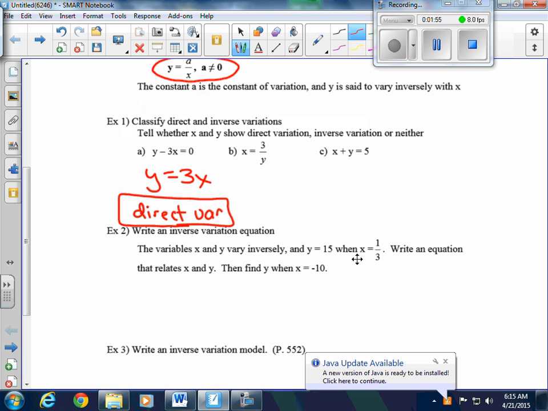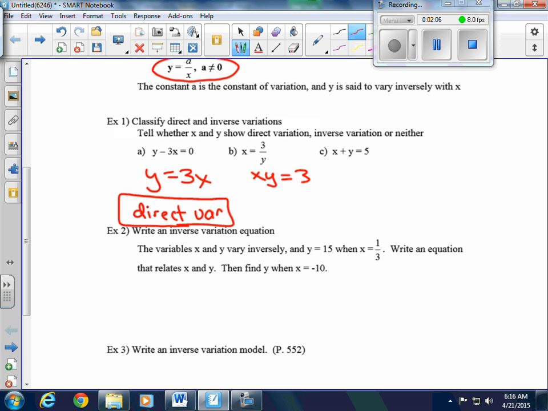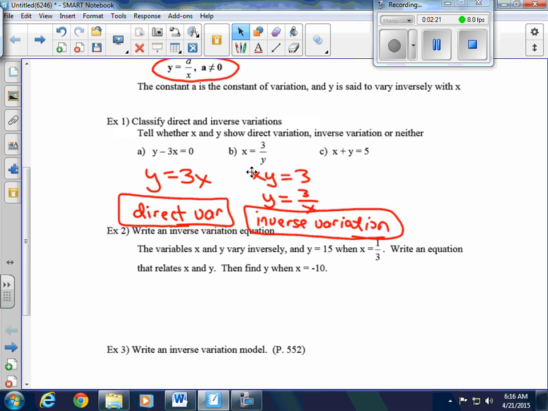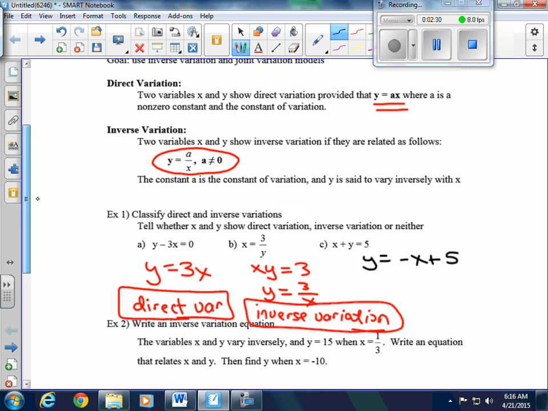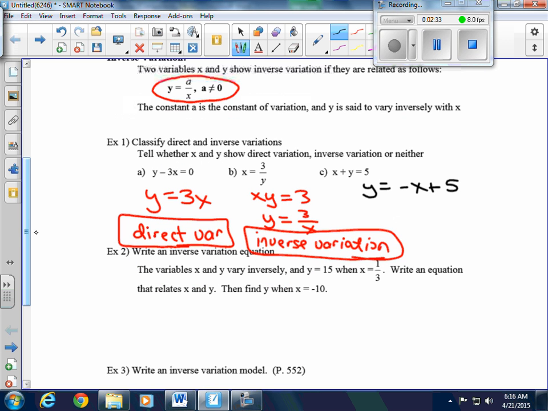Next, we're going to solve b. So we're going to have x times y equals 3 if we multiply both sides by y. And so now we have y equals 3 over x. Well, that one is an inverse variation. And the last one, y equals negative x plus 5. Obviously, that does not look like either of these two, so this one is neither.